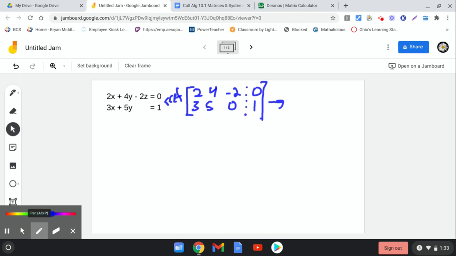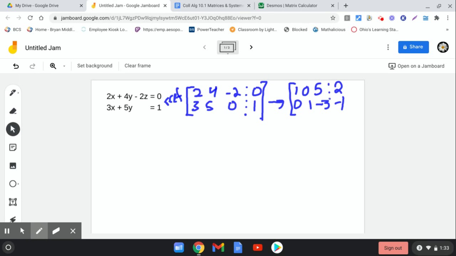All right, so this reduced row echelon form is 1, 0, 5, 2, 0, 1, -3, -1. Now, you may have noticed this one looks a little bit different. So I want you to look at that first row. That first row is telling us that 1x plus 0y plus 5z equals 2. And the second row is telling us that 0x plus 1y minus 3z equals -1.